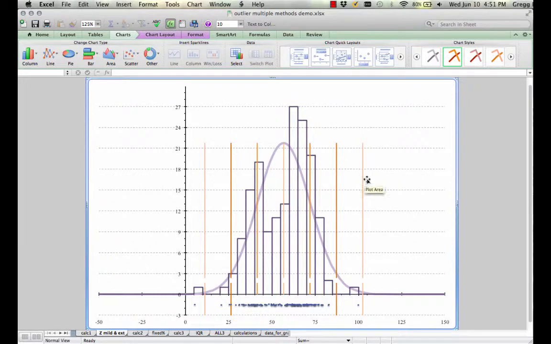Anything between the 2 farthest fences would be considered mild outliers. So we have 1 mild outlier at the top end of the distribution and 2 mild outliers at the bottom end of the distribution, and then the minimum value is an extreme outlier.